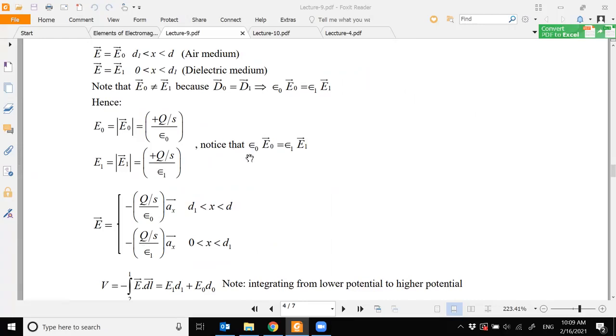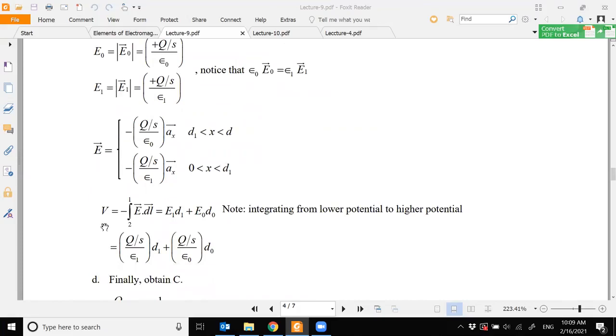So put this: epsilon 0 E0 is equal to epsilon 1 E1, they will be equal. So good, the boundary condition is satisfied. That means the electric fields that I derived in these two regions are correct.